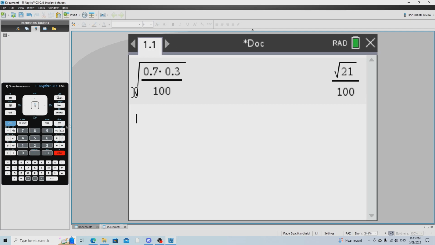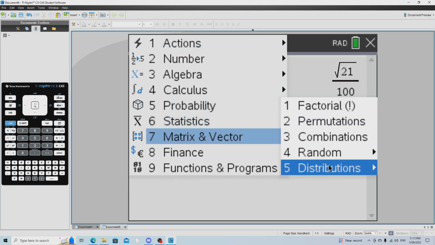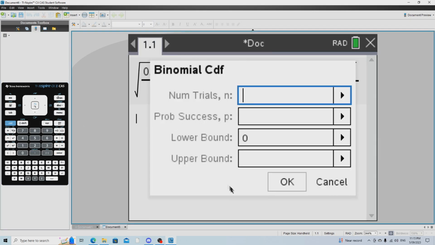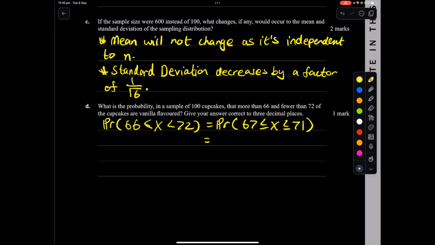So on my CAS, go menu, probability, distributions, binomial CDF. Number of trials is 100 cupcakes. Probability of success is still 0.7. Is that right? Yes, 0.7. Your lower bound is 67 and your upper bound is 71. Enter. And to 3 decimal places, it's 0.042. I hope that's right.